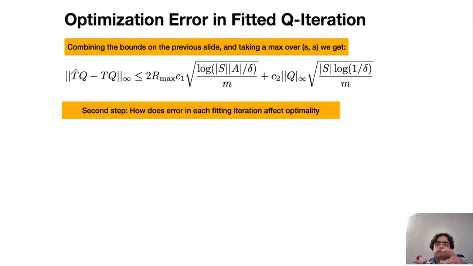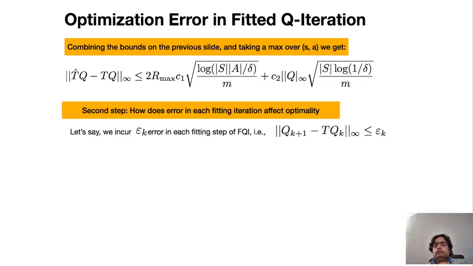Now, if you want to use this for explaining how the resulting Q function out of FQI is different from the actual Q function Q that you would expect, then we need to talk about how exactly the fitting error in each iteration, which means the Bellman or the TD error that you train your Q function with in each iteration, affects optimality, affects your Q function at the end. So let's say that we incur epsilon k error in each fitting step of FQI.